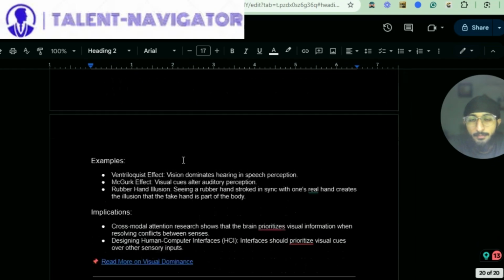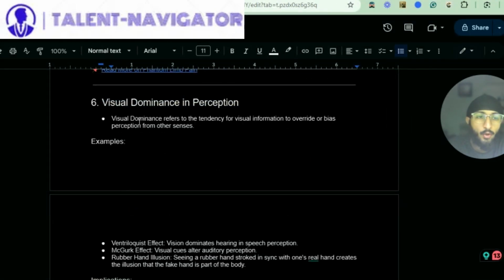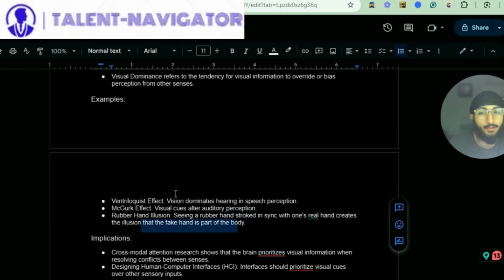Finally, we have visual dominance in perception. The definition is: it refers to the tendency for visual information to override or bias perception from other senses. Examples: ventriloquist effect, McGurk effect, rubber hand illusion. Ventriloquist: vision dominates hearing and speech perception. McGurk: visual cues alter auditory perception. And rubber hand illusion: seeing a rubber hand stroked in sync with one's real hand creates the illusion that the fake hand is a part of the body.